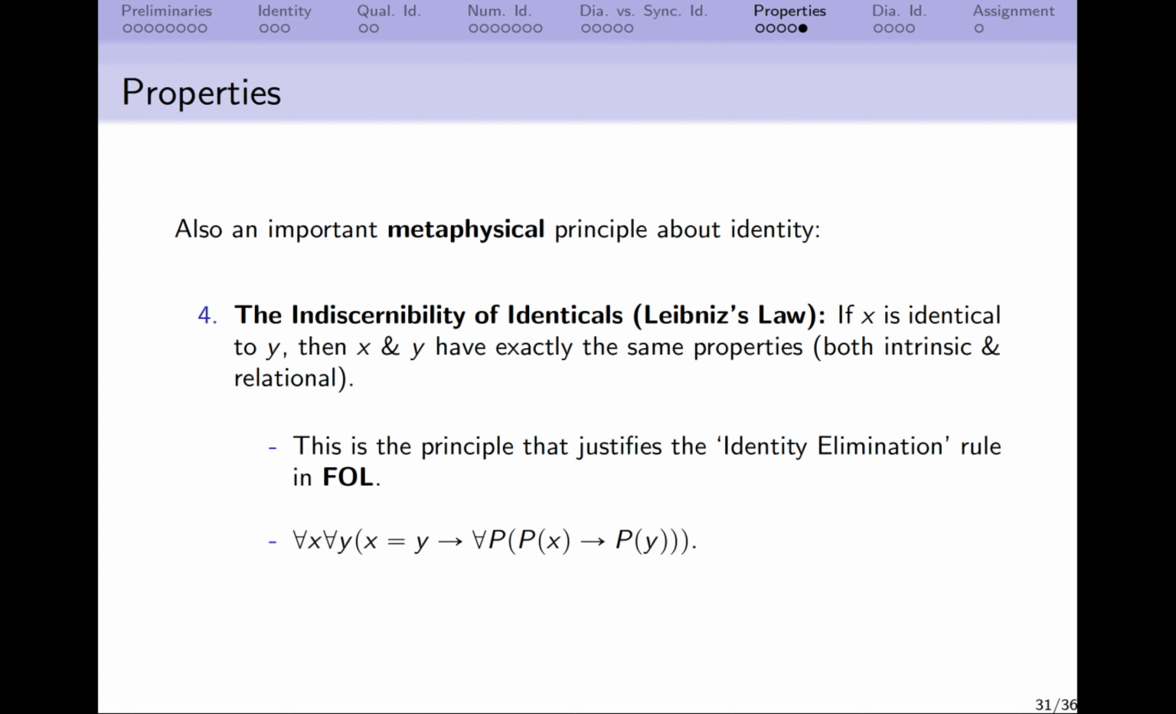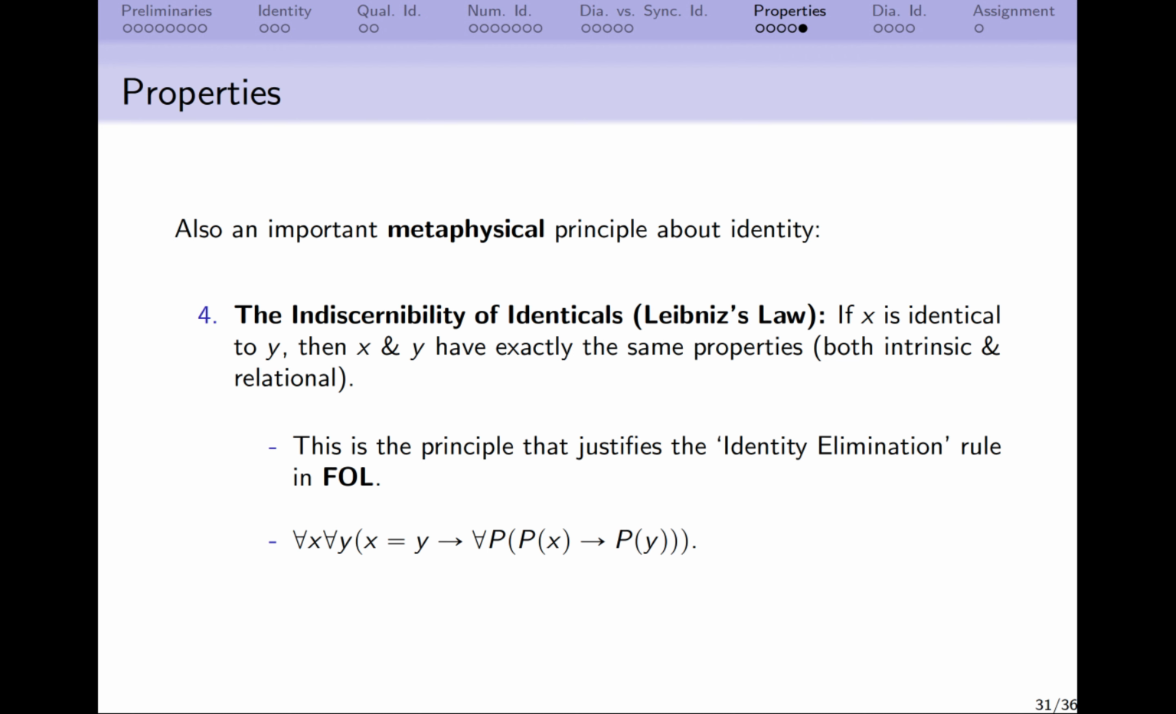We already considered the case of Stormzy and Michael Omari, and the case of George Orwell and Eric Blair. If they're numerically identical, one and the same person, then it seems they must have exactly the same properties, both intrinsic and relational. So if Stormzy's in London, then Michael Omari's got to be in London too. If Stormzy is 6'3", then Michael Omari's also got to be 6'3", and so on.